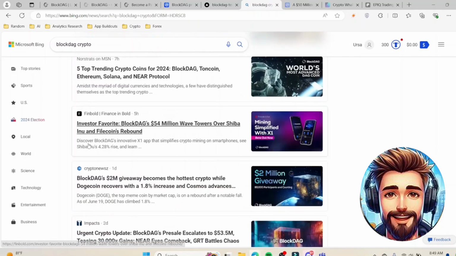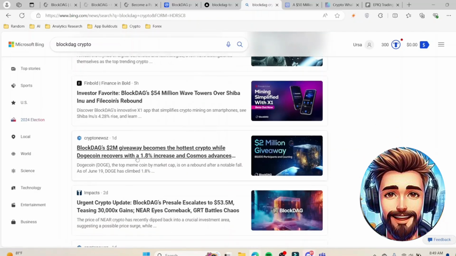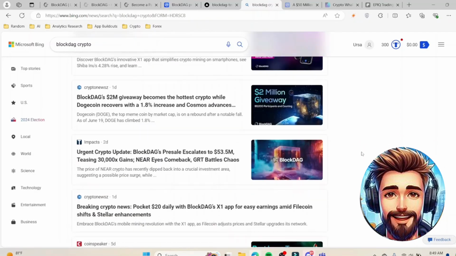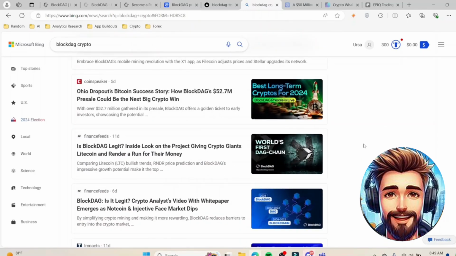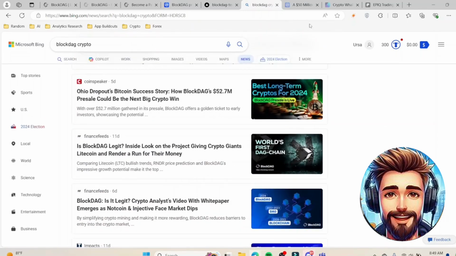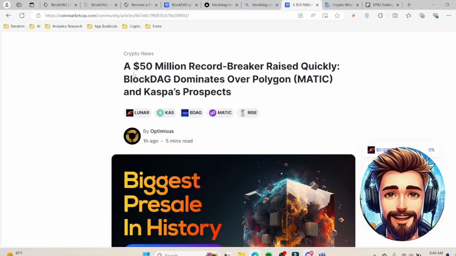BLOCKDAG towers over Shiba Inu and Filecoin. BLOCKDAG becomes the hottest crypto while Dogecoin recovers and Cosmos advances. So every little bit of news that's coming out about this project, they're comparing it with these huge crypto projects in the top 100, a lot of them, and saying how most people are moving their money to BLOCKDAG. For example, 50 million record breaker raised quickly. BLOCKDAG dominates over Polygon and Kaspa.